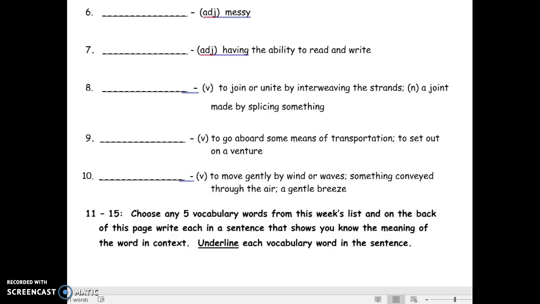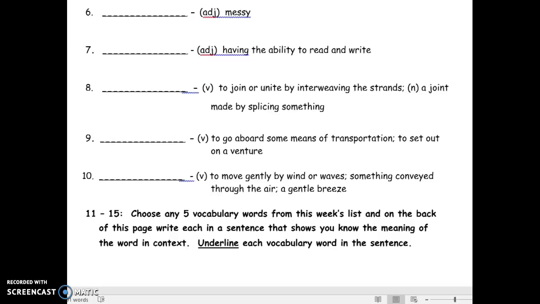For numbers 11 to 15, choose any of the vocabulary words from this week's list. I would suggest looking for the ones that you are most sure that you got correct. And then on the back of the page, write each in a sentence that shows that you know the meaning of the word in context. Note that you don't write the definition of the word. Use it in a sentence properly.